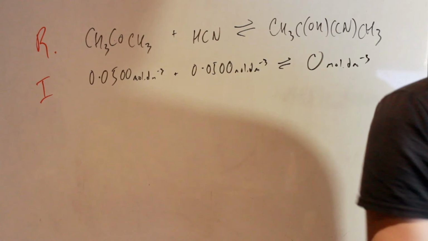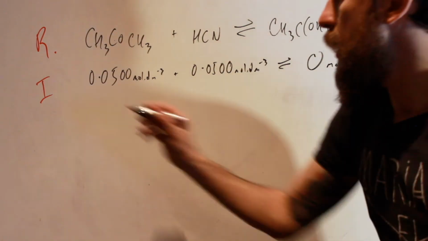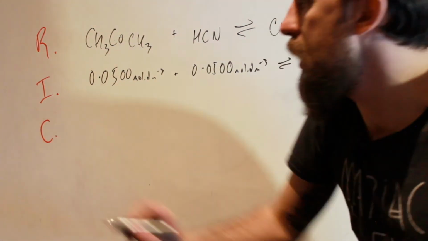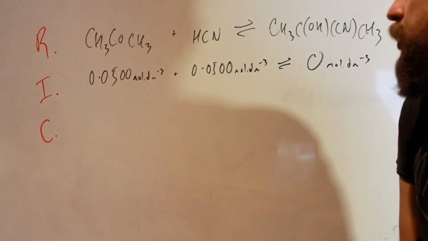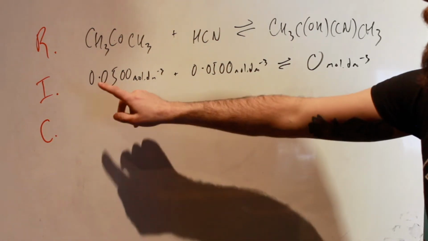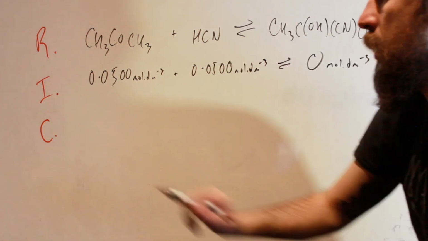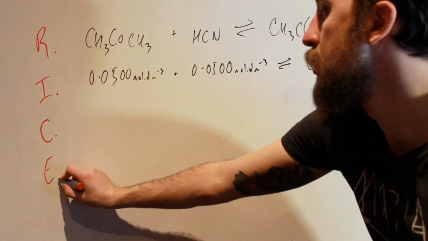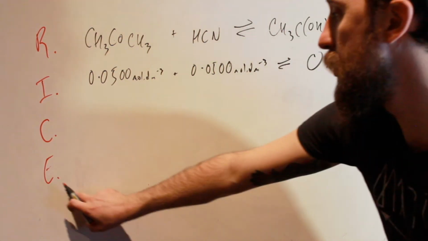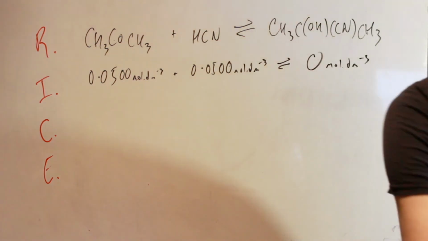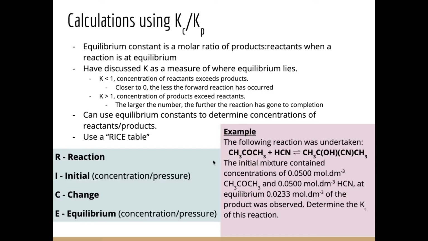Great. So we got it like that. Now we have the C. C stands for change. So this is the change from the initial concentrations or the pressures to the equilibrium concentrations or the pressures. So let's see what the data was given for the equilibrium.